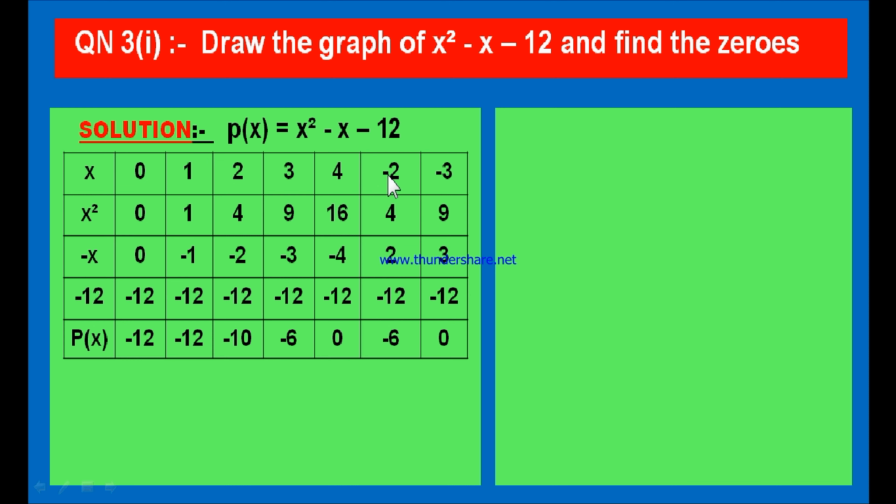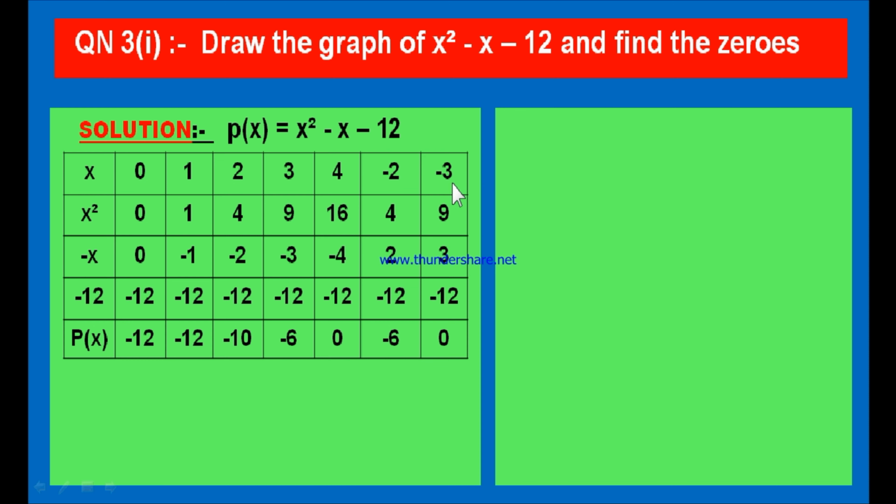Now take x is equal to minus 2. Then x square means minus 2 whole square is plus 4. Minus x means minus of minus 2 is plus 2. And this is minus 12. Now add these three values. 4 plus 2 is 6. 6 minus 12 is minus 6.